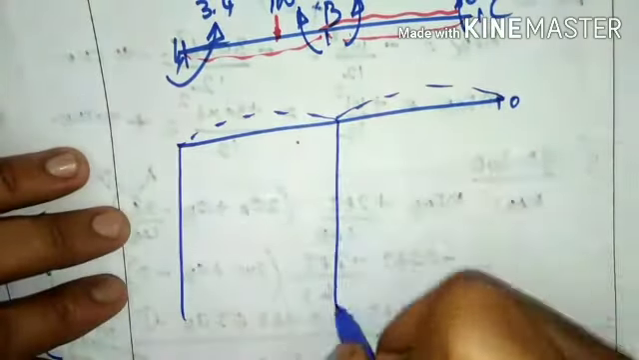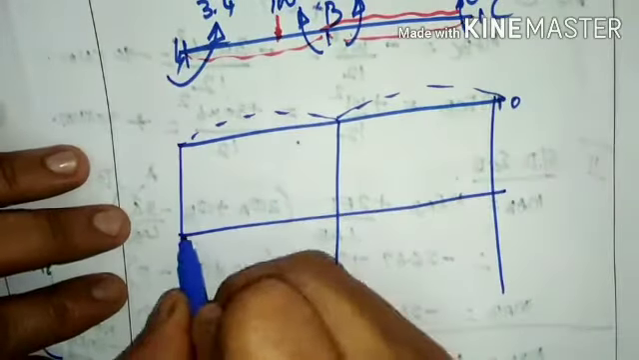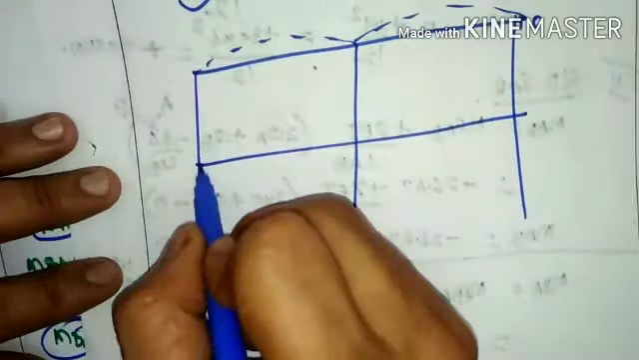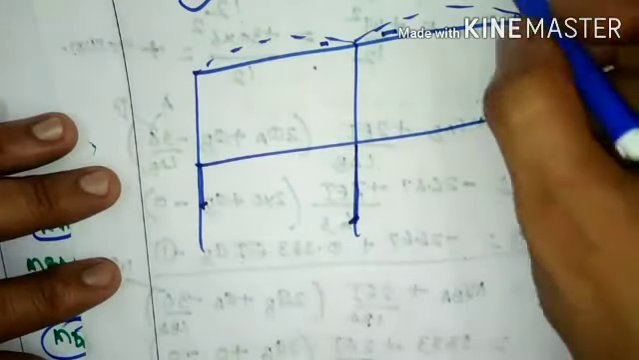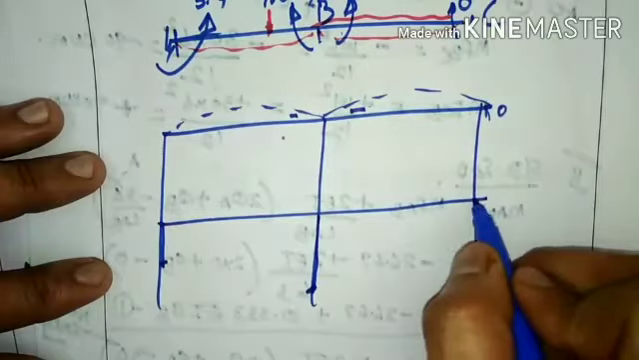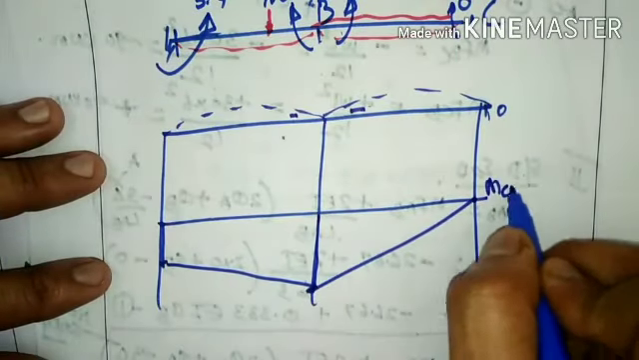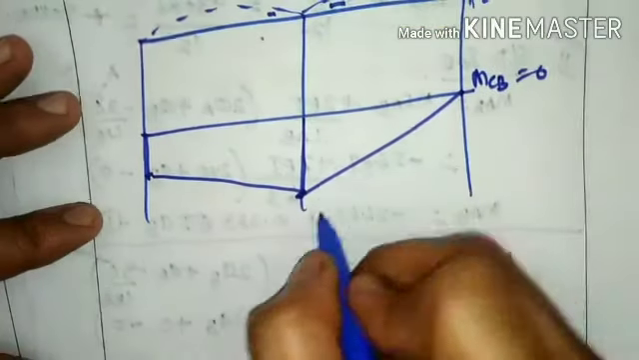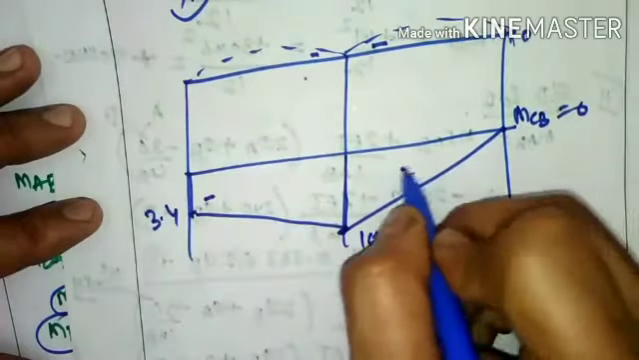First will be a diagram representing the moment. As it will hog, it is on the negative side. Negative side means below the beam: 3.4, 100 and 100 both will hog here. This is also hogging, negative, so 100 is downward. MCB value is 0, so this value shall come as 0. This is 100 and this is 3.4. Negative, negative, negative.